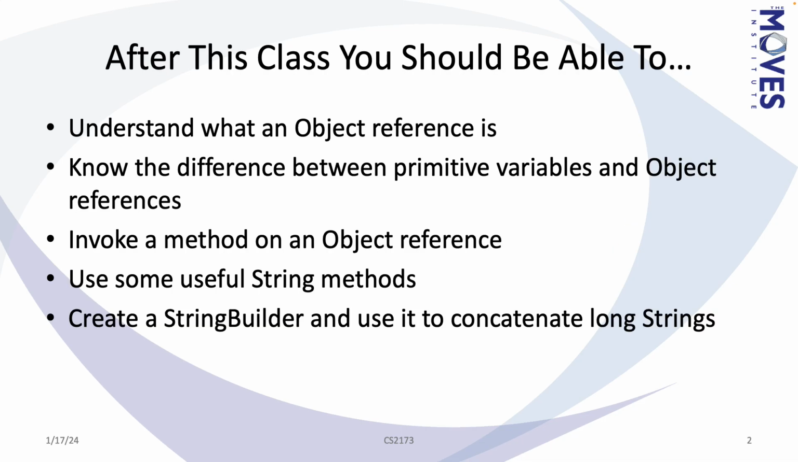Okay, so objectives for today are to understand what an object reference is, as distinguished from the primitive variables that we've seen so far. And you should be able to invoke a method. That's fairly easy. And then see some useful string methods, and then you should be able to create a StringBuilder and use it to concatenate some long strings, as we'll see.